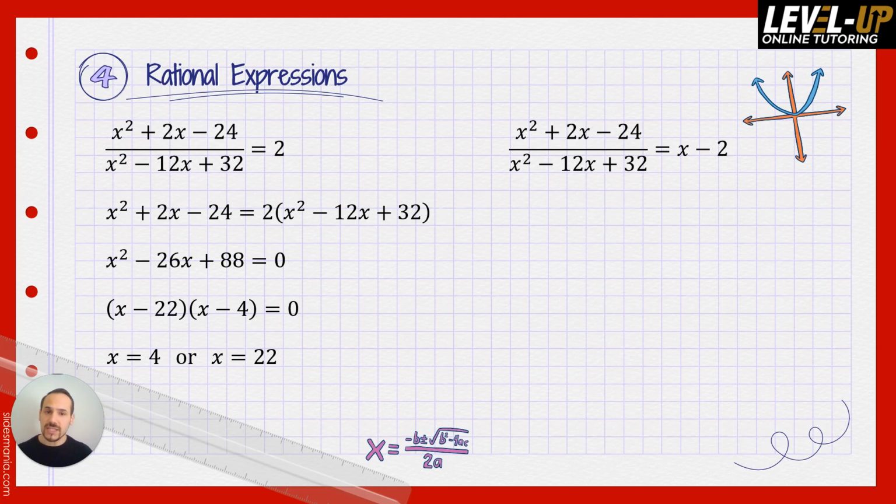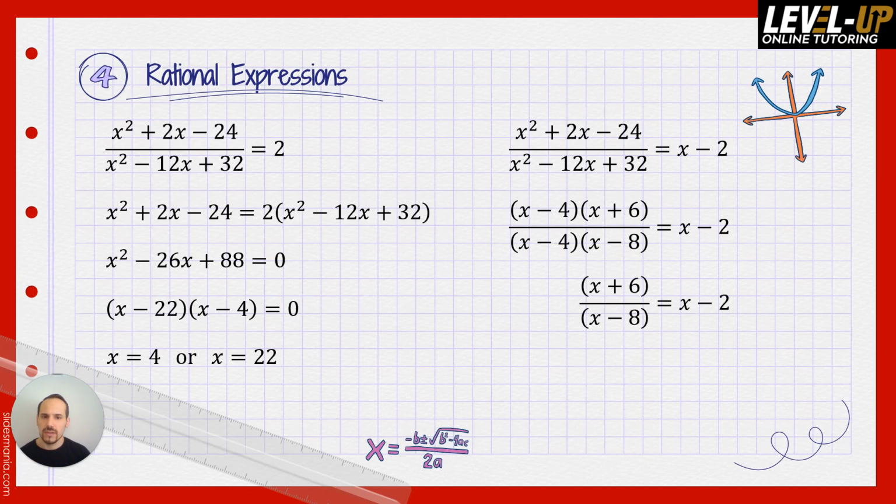So if we want to find common factors, we need to factorize. So if we factorize the top and bottom and see, is there a common factor? And in this case, you can see, yes, there is. There's a common factor of x minus 4. And so we can cancel that out.